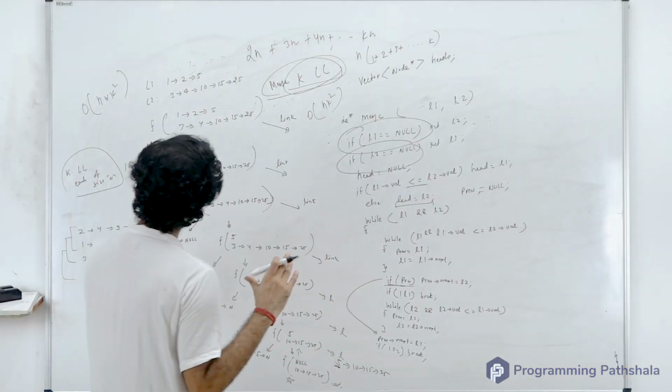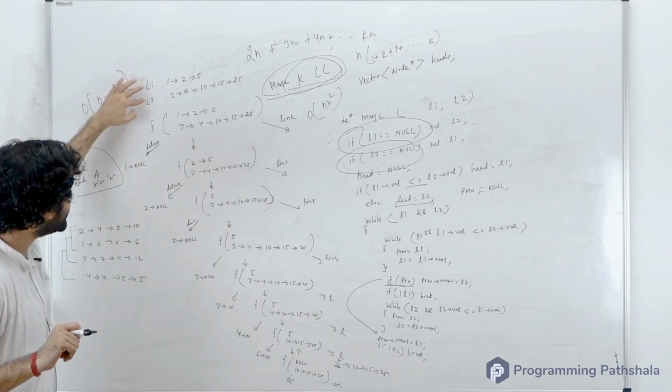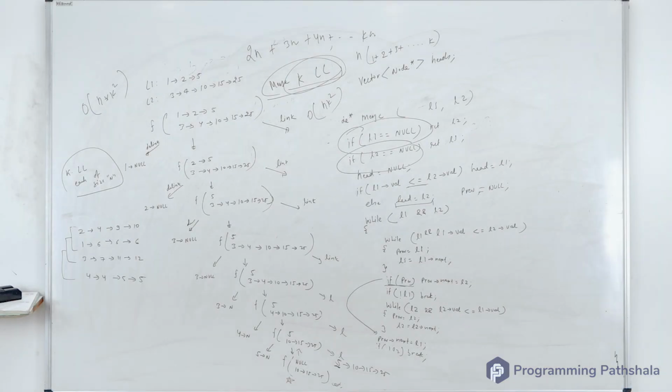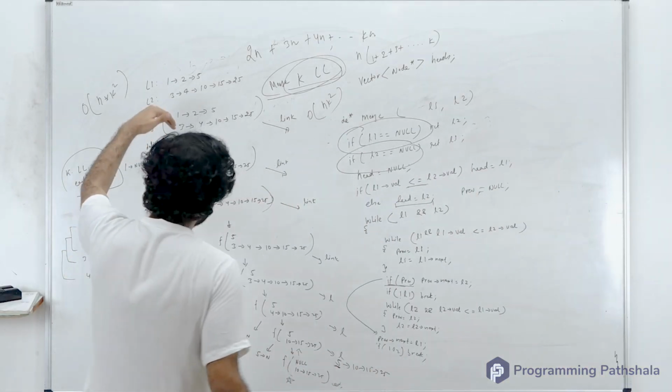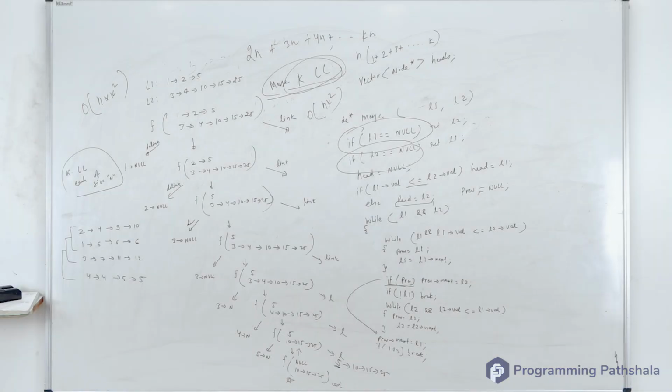Can somebody tell me the time complexity of the recursive approach of merging two linked lists? Is it order m plus n, or is it greater than m plus n? What do you feel? Let us understand one thing. How many levels will be there? Can somebody tell me the number of levels that will be there? Let me call it out in this way.